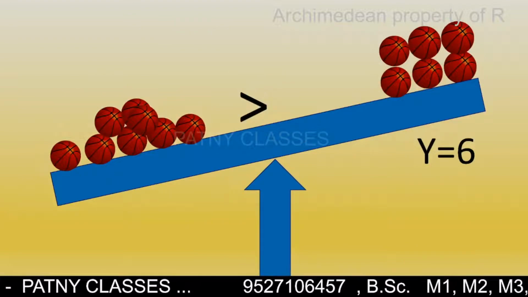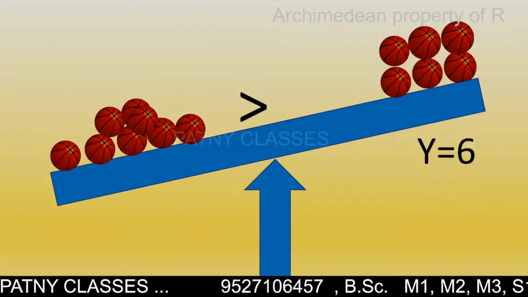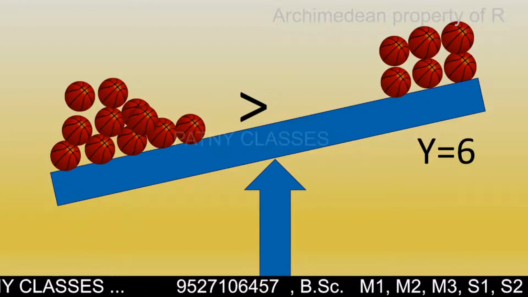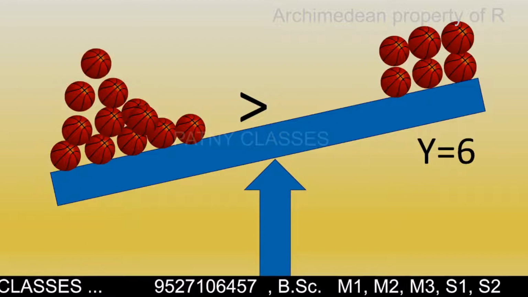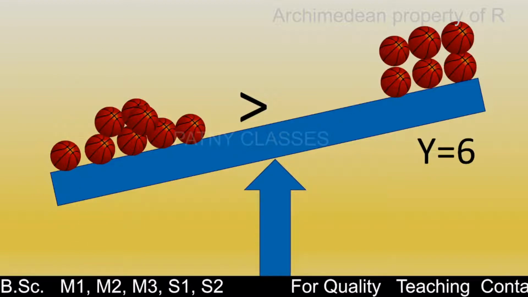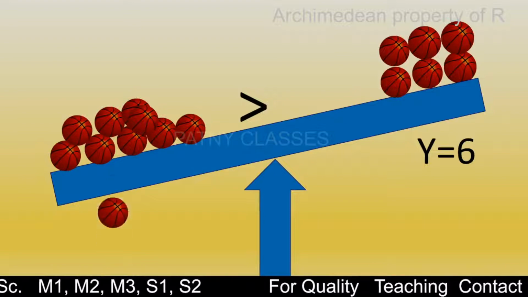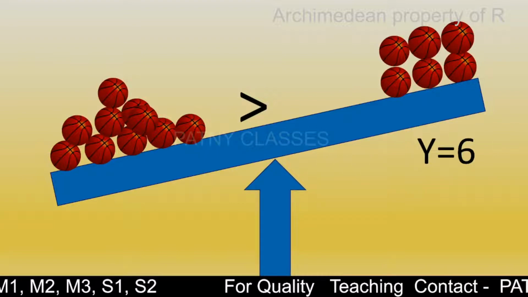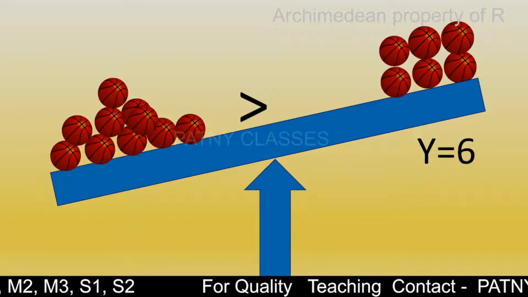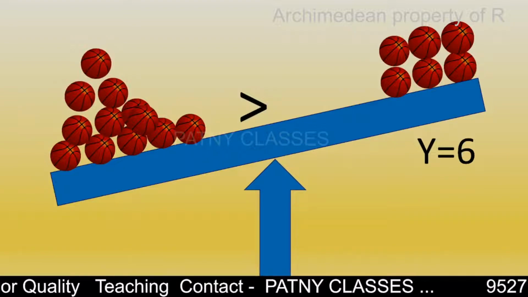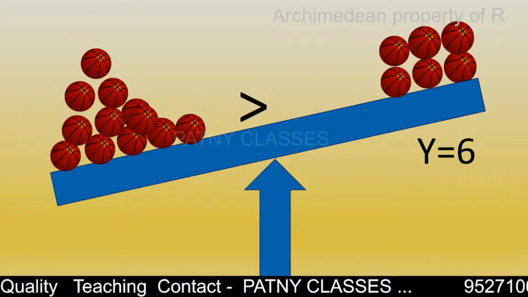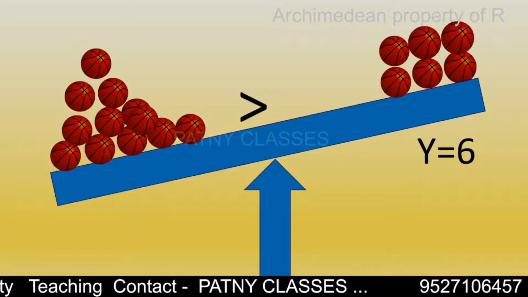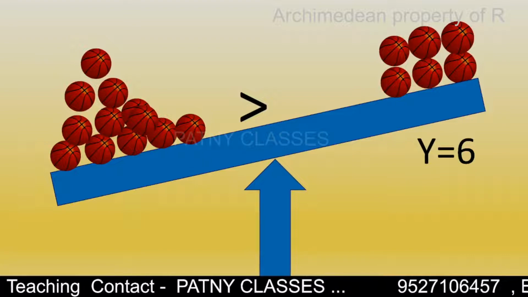In this way, if we keep on adding 1 ball every time to the left side, the total number of balls at LHS will keep on increasing, and the left side will remain larger than RHS. This experiment of balls will help us to understand Archimedean property of real numbers and well ordering property of natural numbers.